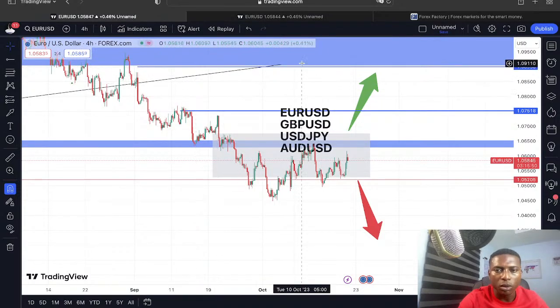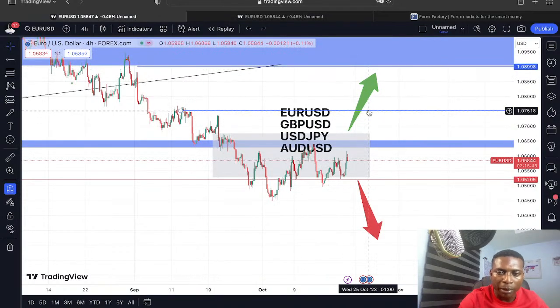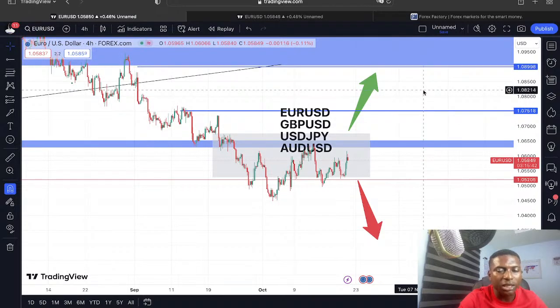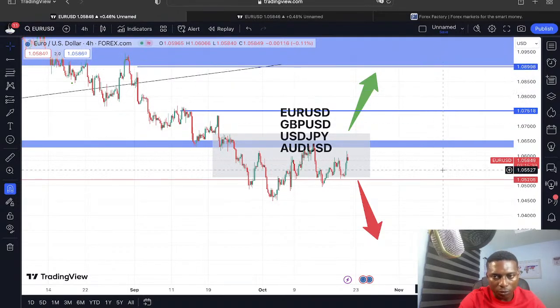Okay, so if it gets to this level, it might retrace a bit. But if it gets to this level, it is a key resistance zone, so it will definitely retrace a bit, either continue going up or continue going down.